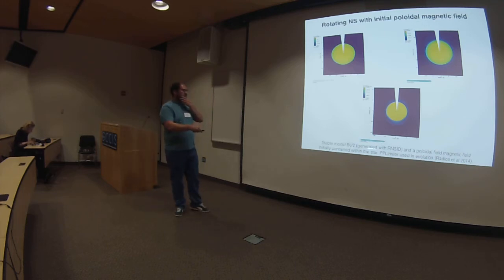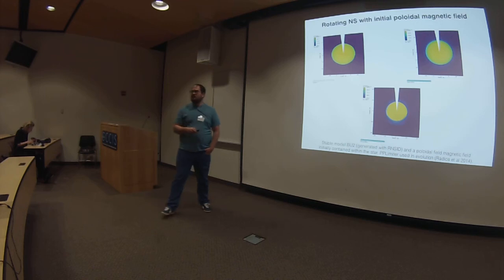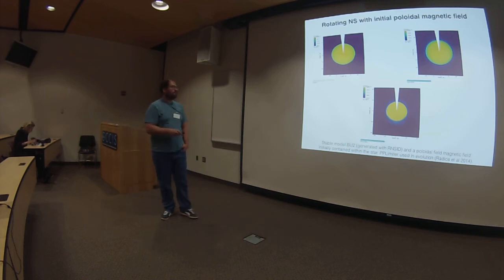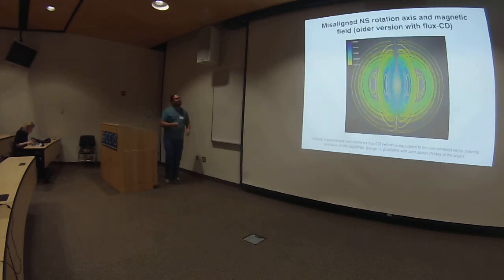That's the stable model BU2, which we generated with RNSID, and the poloidal magnetic field. And for those simulations, I used the positivity preserving limiter that David Radice has implemented. So the color here is density? Yes. And the magnetic field is confined inside. So the positivity preserving limiter was really important to get that really nice interface working at the stellar surface and the atmosphere.